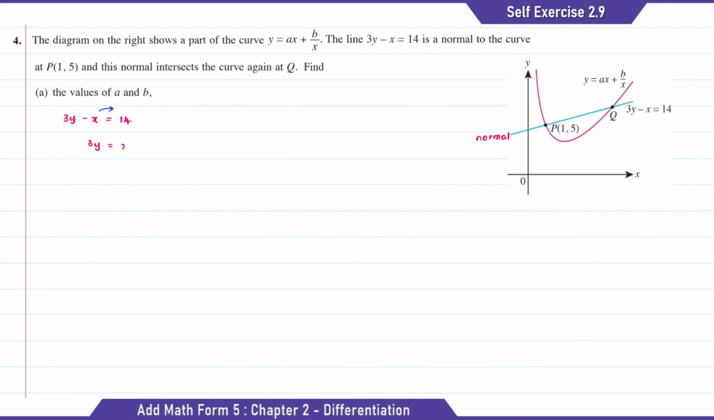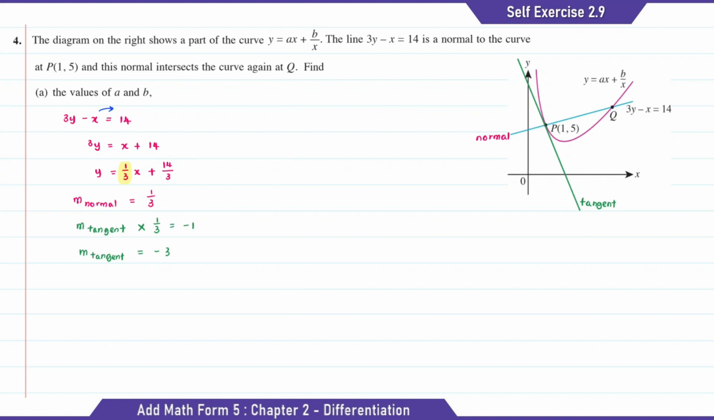Then 3y equals x plus 14. Then y equals 1/3 x plus 14/3. Then the gradient of the normal will be 1/3. So when the gradient of the tangent is multiplied with the gradient of the normal, which is 1/3, the answer is negative 1. Then the gradient of the tangent is negative 3.